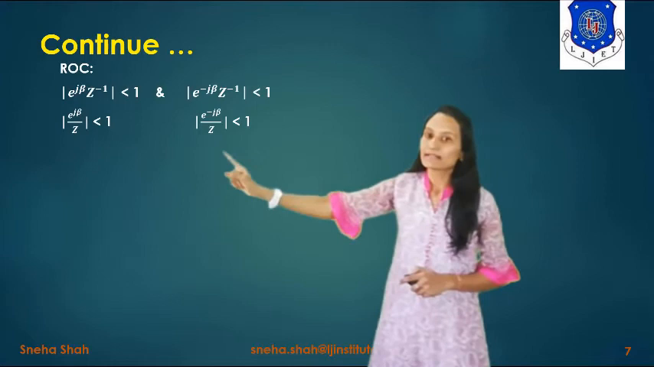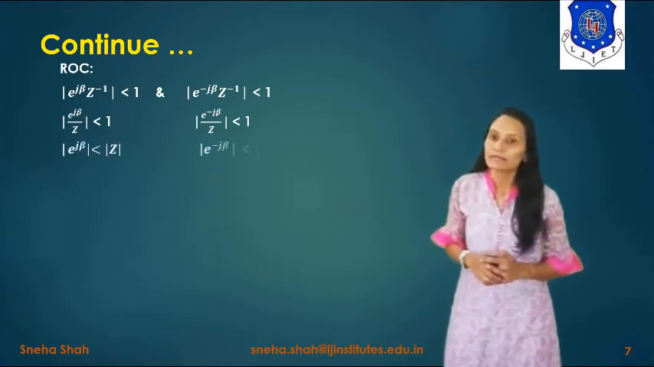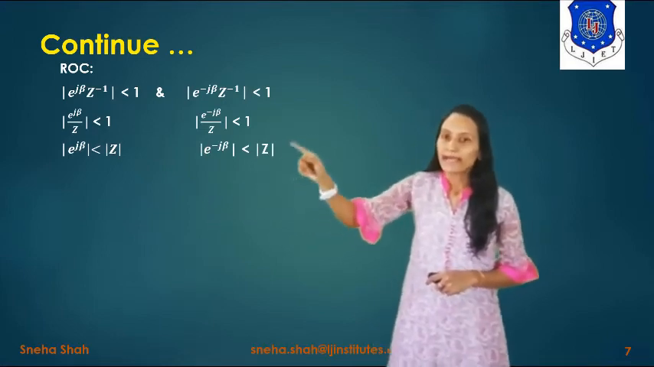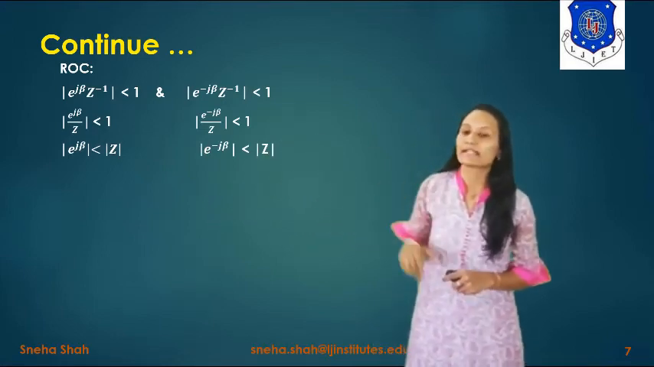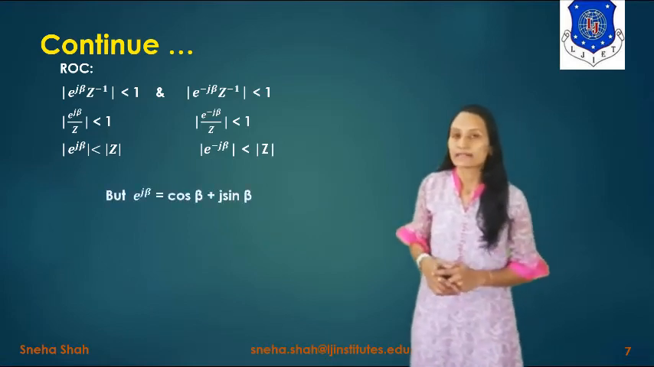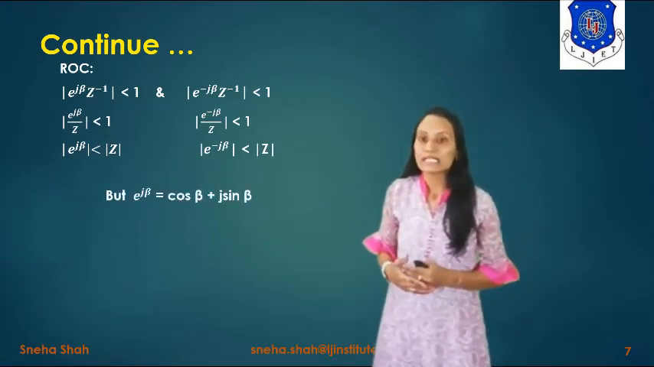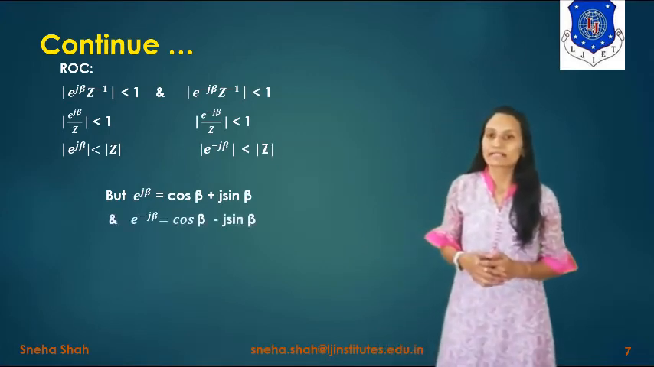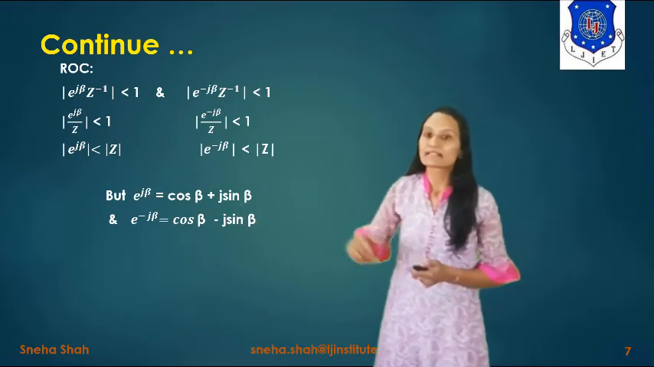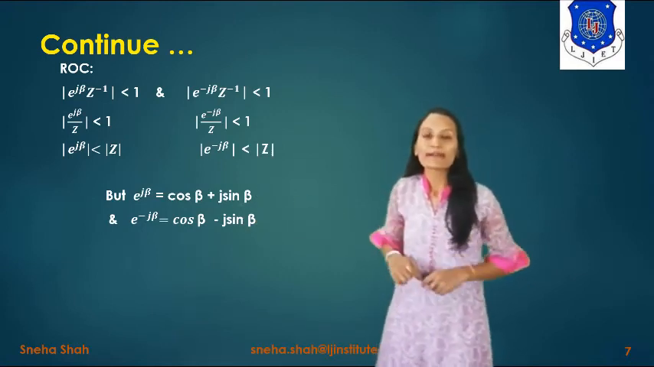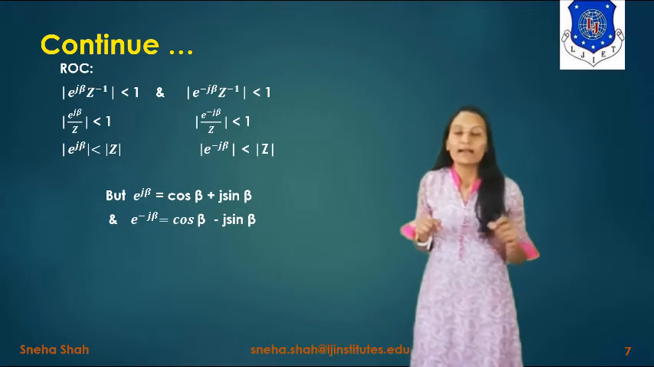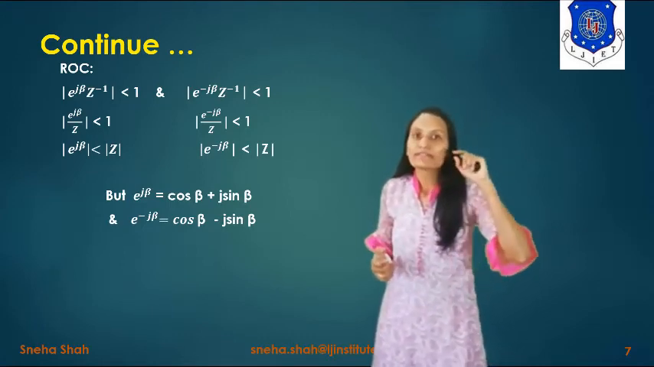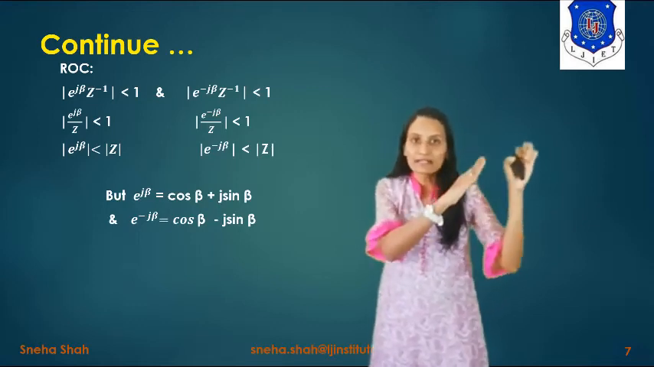Now we will multiply by z in both terms. So the first term will be mod of e raised to j beta, which should be less than mod z. And the second term is mod of e raised to minus j beta, which should be less than mod z. Now as you know, the value of e raised to j beta equals cos beta plus j sin beta, and the value of e raised to minus j beta equals cos beta minus j sin beta. Now if you want to find the mod of e raised to j beta and e raised to minus j beta, what will be the value?